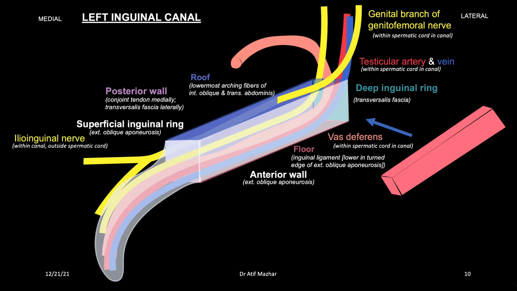Now, what happens? This testis and all its supplies, all this cluster of structures, collectively we give them a name and we call them the spermatic cord. And now the testis and its spermatic cord are exiting out of the abdominal cavity through the deep ring, then to the canal, and then through the superficial ring, and then to the final destination, which is the scrotum. Why that is happening, we'll be talking about shortly.